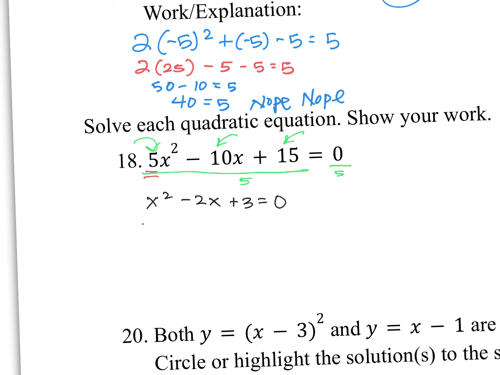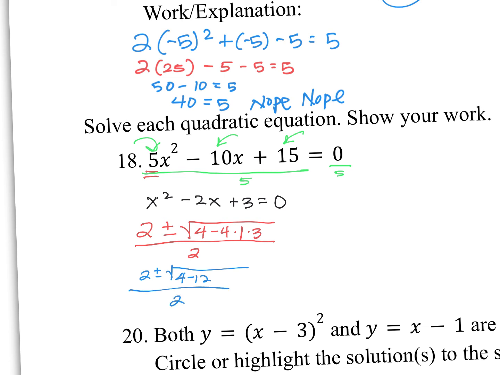I'm going to use the quadratic formula, so negative b is positive 2, plus or minus the square root of b squared is 4, minus 4 times a is 1 times c is 3, all over 2a. And a is 1, so 2 times 1 is 2. So I go, okay, well 4 times 1 times 3 is 12. So I've got 2 plus or minus the square root of 4 minus 12 all over 2, which is 2 plus or minus the square root of negative 8 divided by 2.